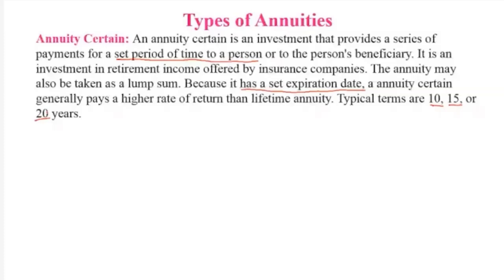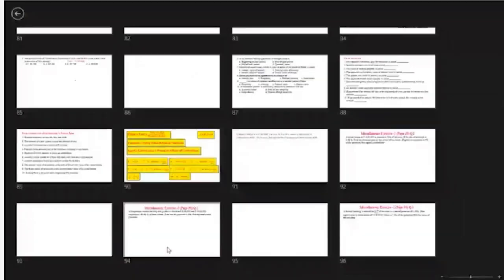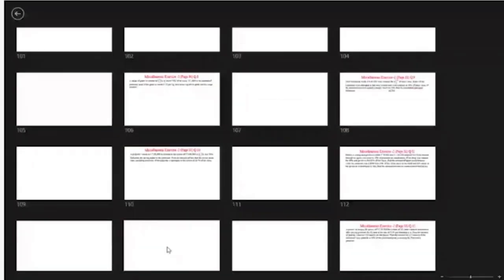So certain period is that. Annuity certain is having a certain period.